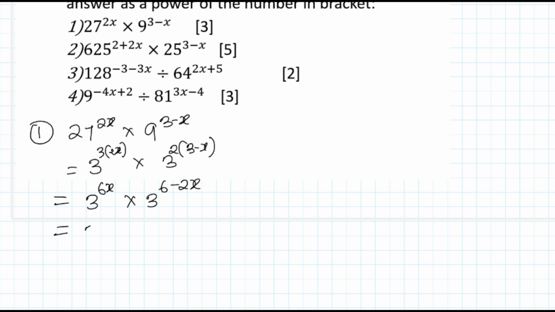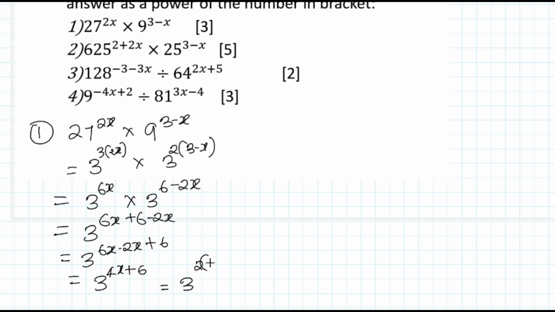Then you use the multiplication law to add the powers. So that will be 6x plus 6 minus 2x. If you collect like terms, we have 6x minus 2x plus 6, and then our answer will be 3 raised to power 4x plus 6, which we can simplify to 3 raised to power 2 bracket 2x plus 3 as the final answer. So the answer is in the simplest form and is in the power of 3. That is what you are expected to do.